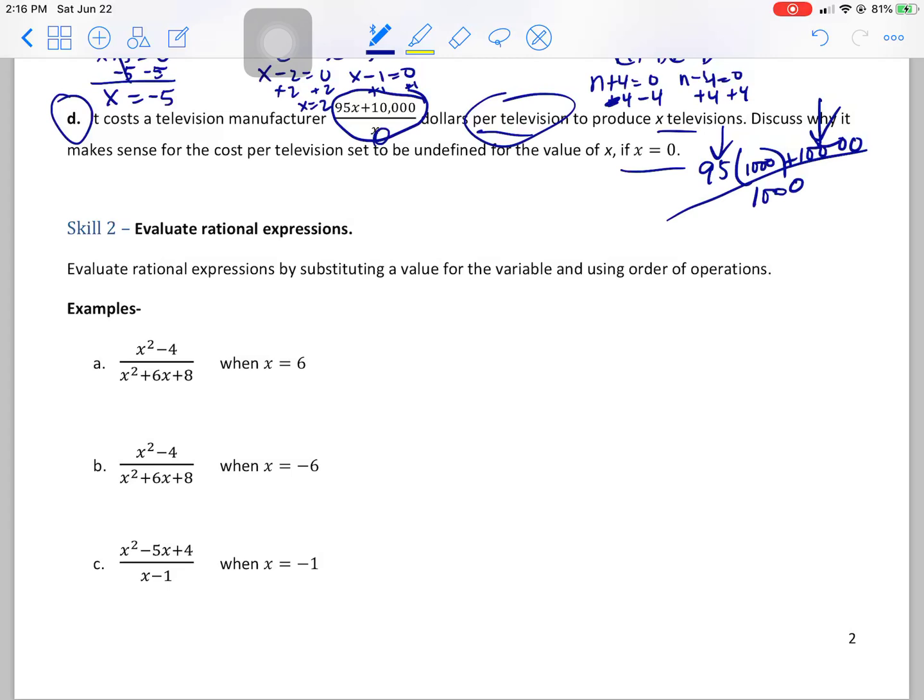Evaluate rational expressions by substituting values in and using order of operations. Please show your work. You will get credit for substituting correctly. So for this rational expression, it says put in a 6 everywhere there's an x. So 6 squared minus 4. Yes, I use parentheses. It's a good habit to get into.